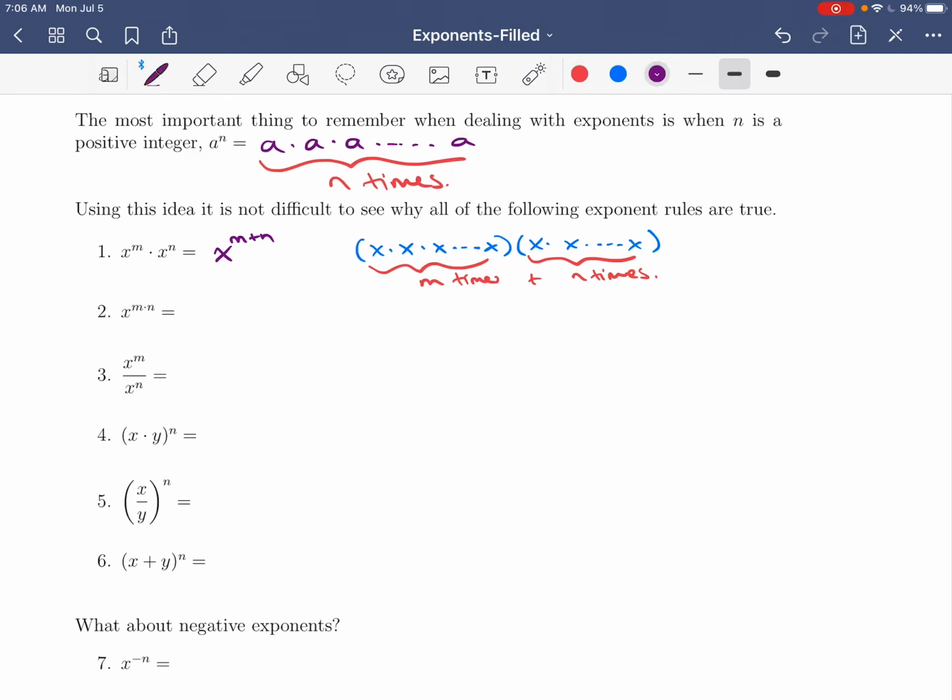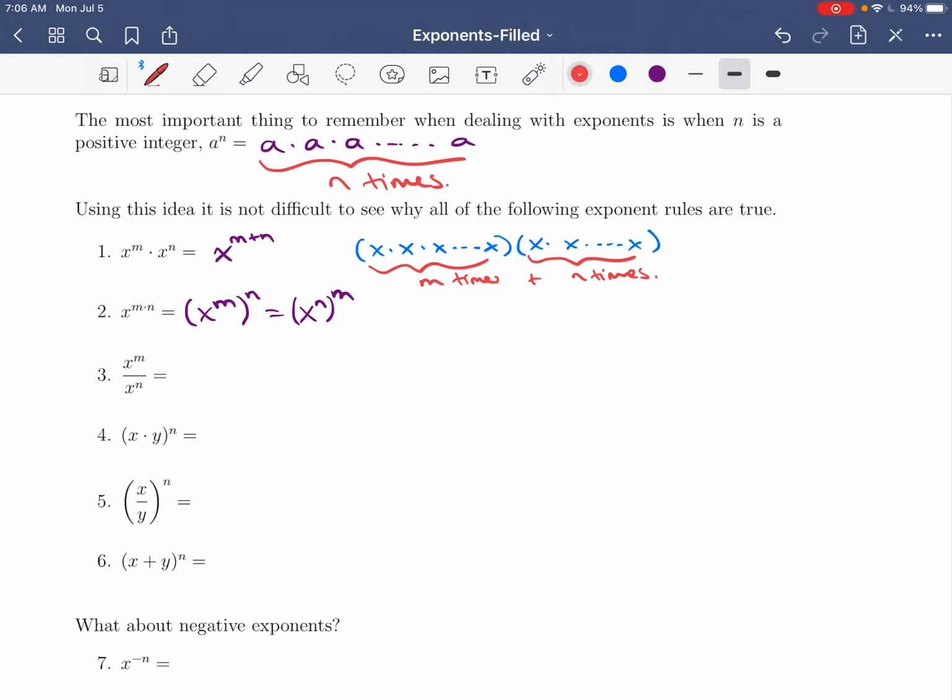Okay, now this one, x to the m times n, you can write that as x to the m to the power n, or x to the n to the power m. I should have written it the other way actually. Okay, it doesn't actually matter. So I'm just going to show one of them.